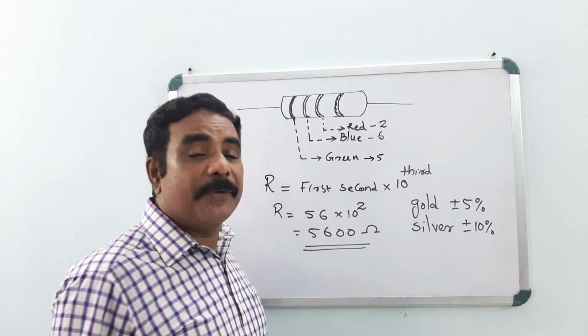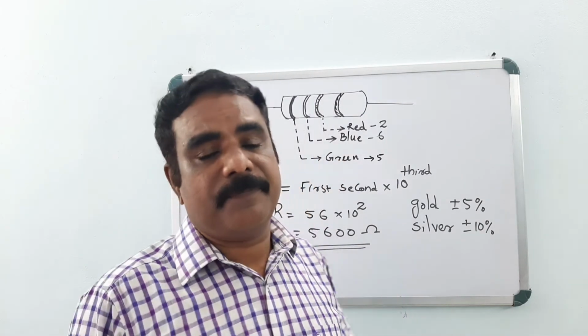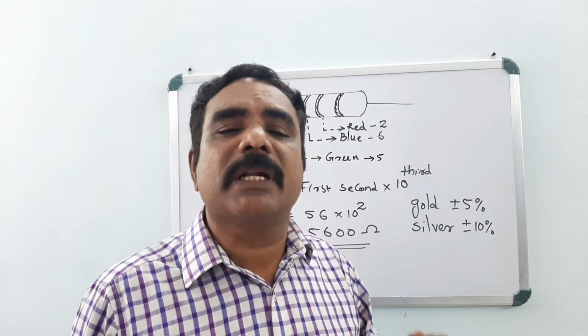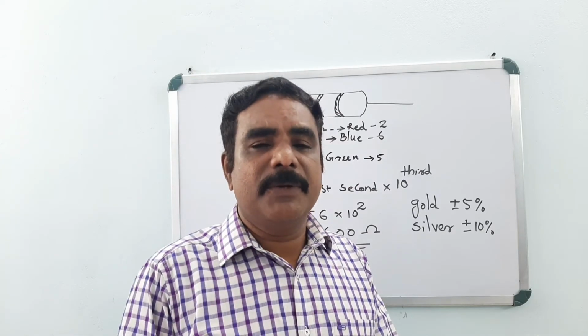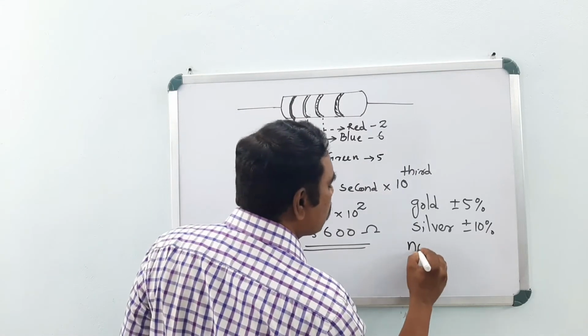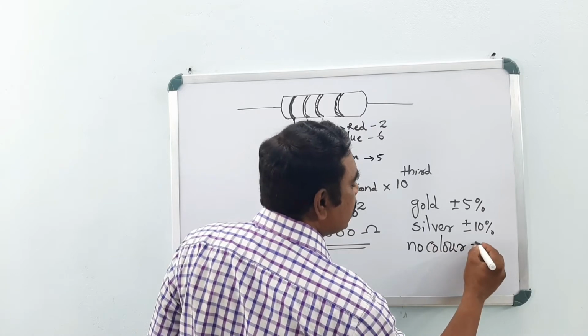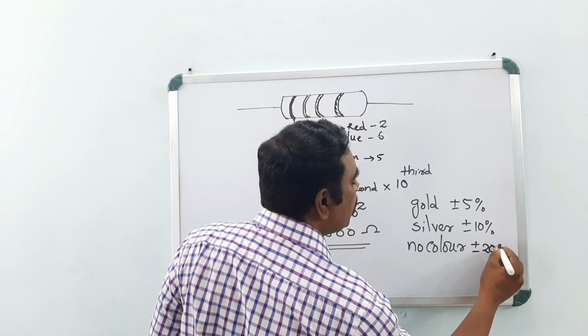And finally, sometimes a resistor may have only 3 colored rings. That means 4th color is absent. So that case can be regarded as 4th color, no color. If it is no colored, it is plus or minus 20%.